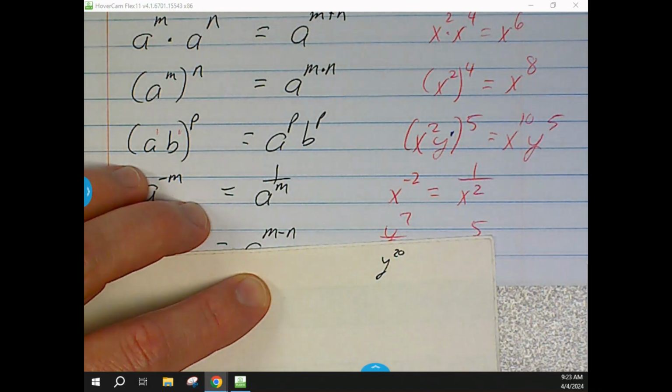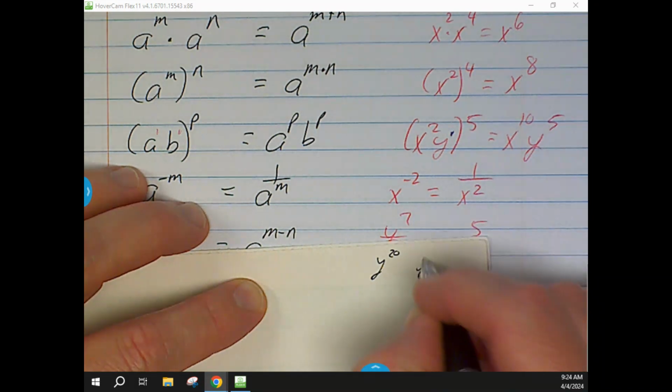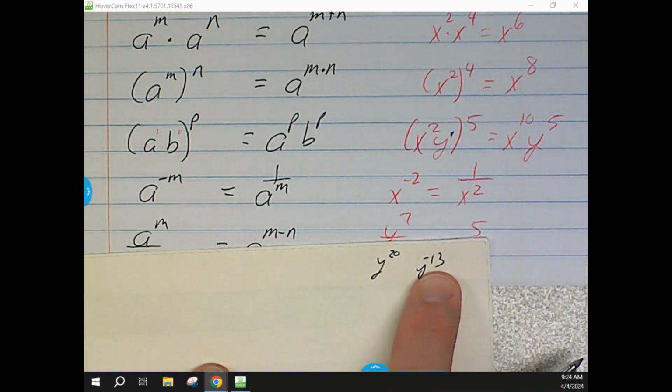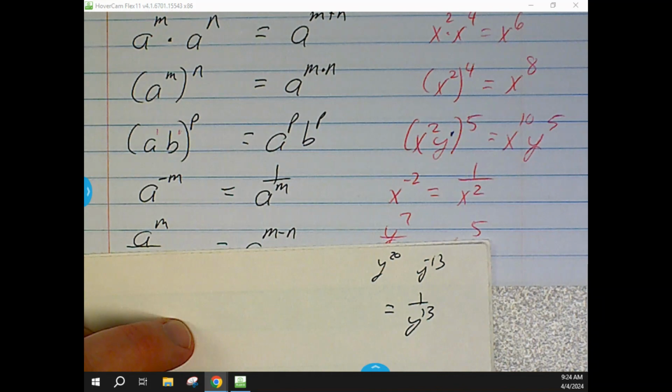So let's say instead of y squared, what if that had been y to the 20th on the bottom? Yeah, you still subtract, right? So that'd be y to the negative 13. But what do we do with a negative exponent? There you go. You put it over 1. So then that answer would become 1 over y to the 13th power.